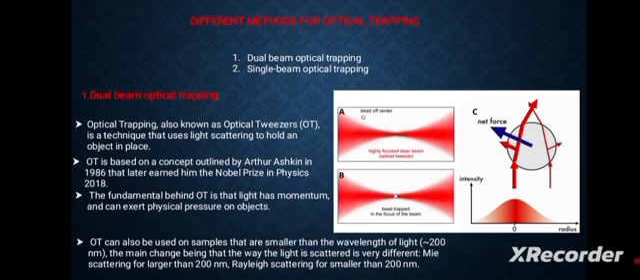in 2018. The fundamental idea behind optical trapping is that light has momentum and can exert physical pressure on objects. Optical trapping can also be used on samples that are smaller than the wavelength of light, 200 nanometers. The main change is that the way the light is scattered is very different. Mie scattering for particles larger than 200 nanometers, Rayleigh scattering for particles smaller than 200 nanometers.